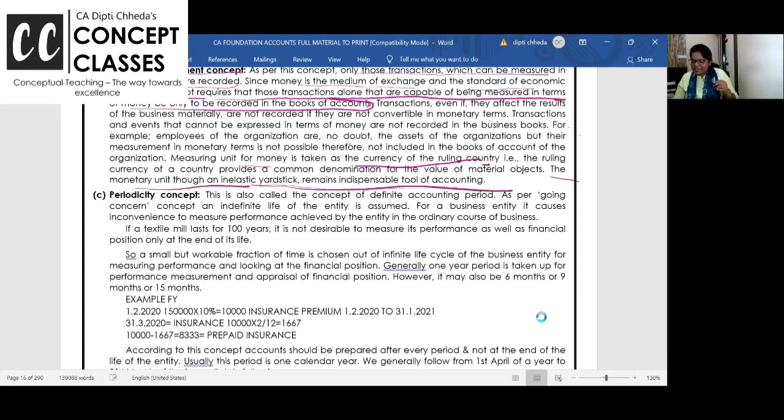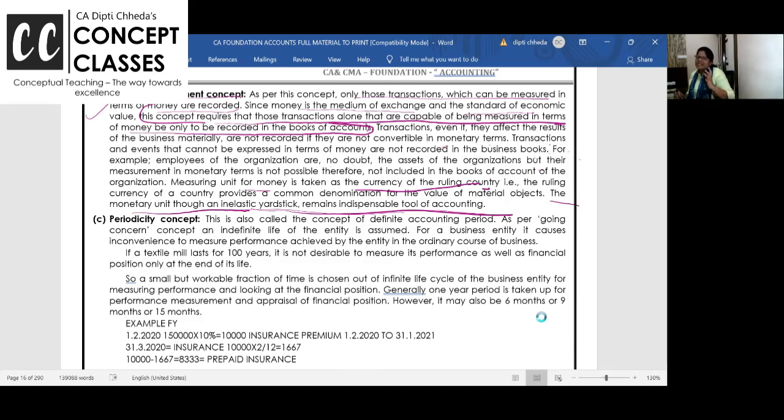Now, they are saying last time that this is a limitation. If you remember in limitation, we have seen that only transactions which can be put value in money terms are recorded in books. So that's all for money measurement.